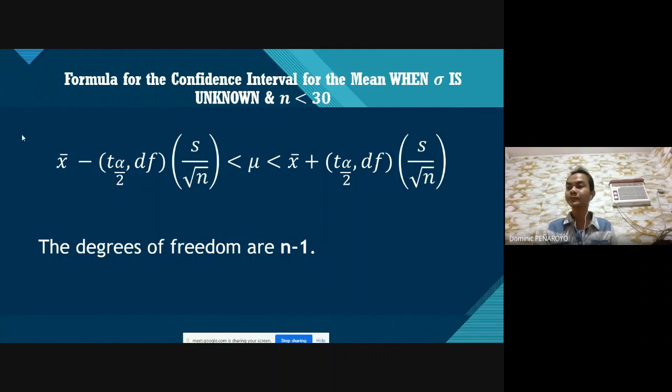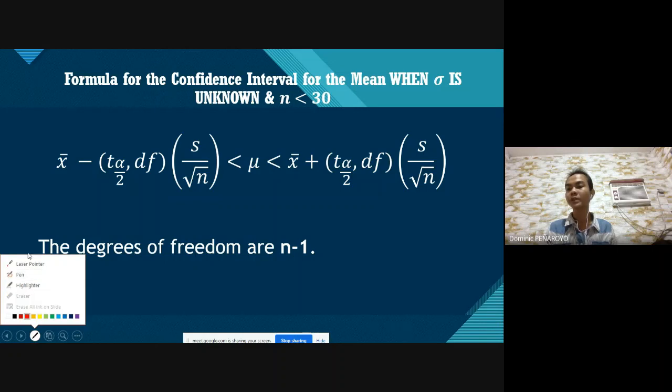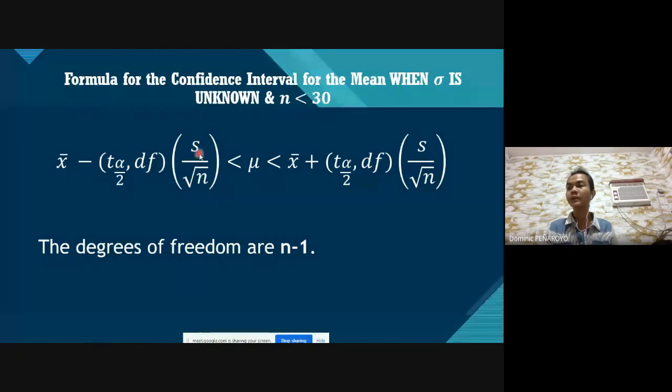Now, for the t-distribution, we'll be using the t value. How do we get this? Using the t-distribution table. You are provided with a t-distribution table, so that is what we will use in finding the t value. Next, what is the difference between the Z distribution and the t-distribution? Instead of the notation sigma, we're using here the notation s for the sample standard deviation.